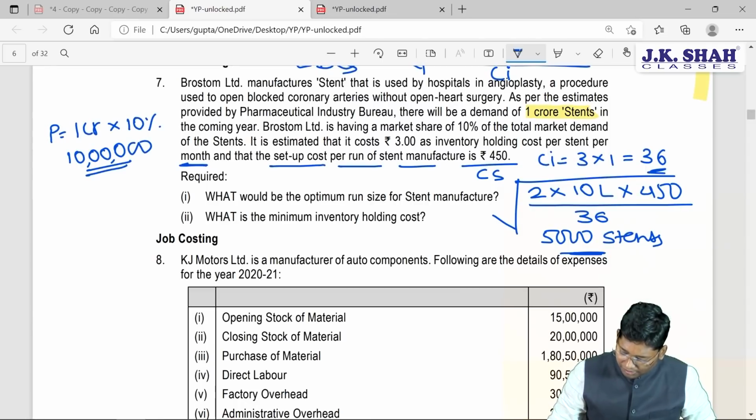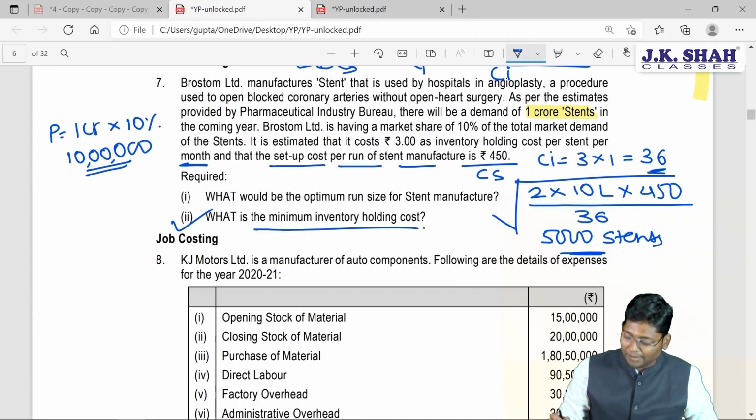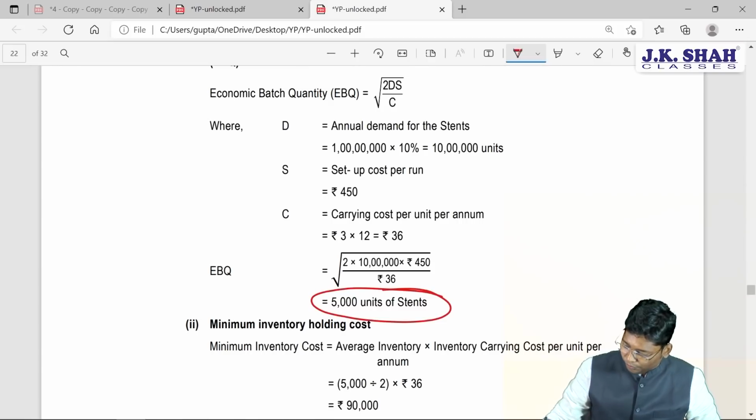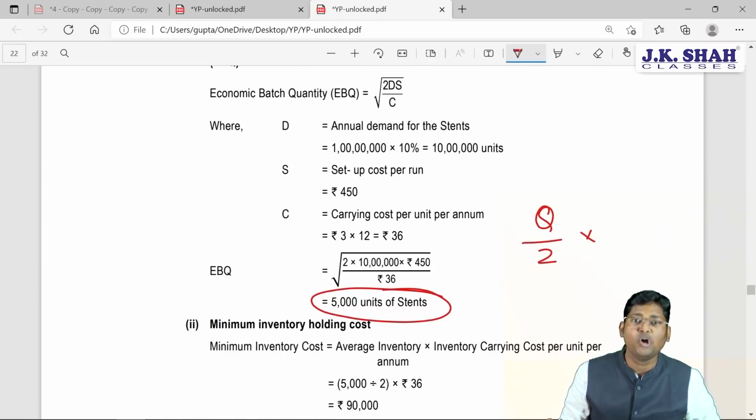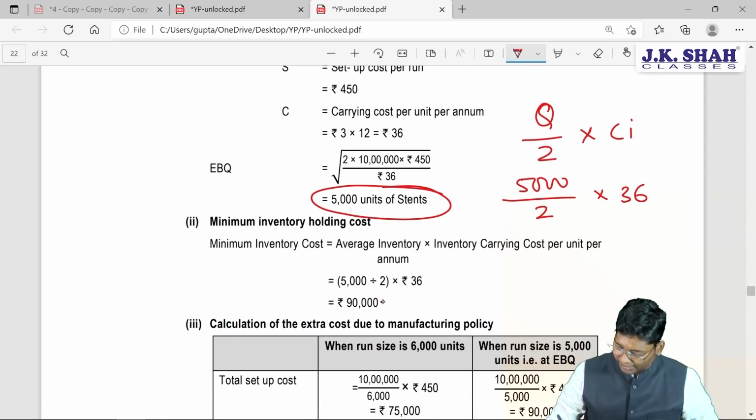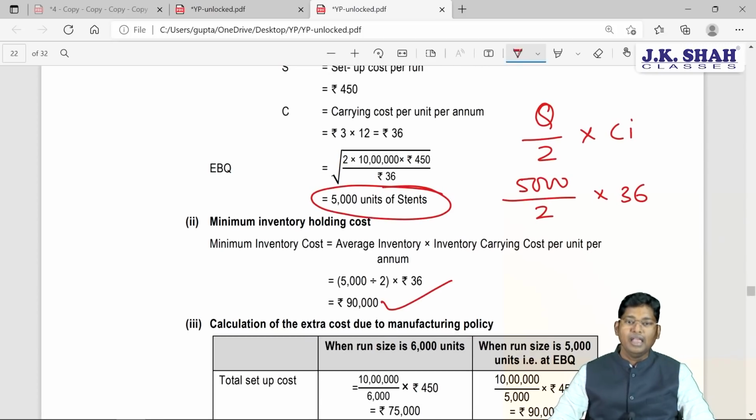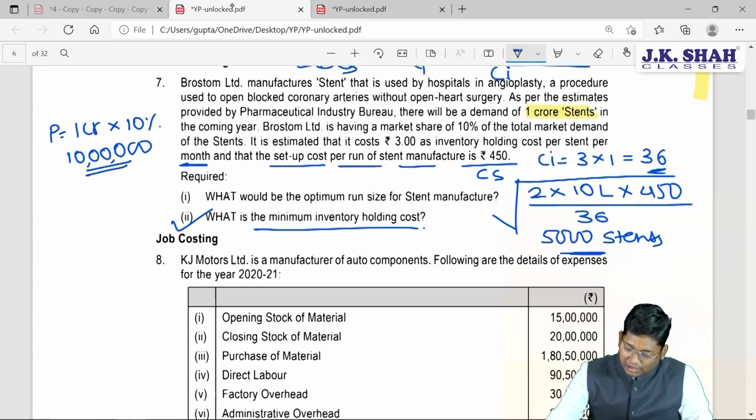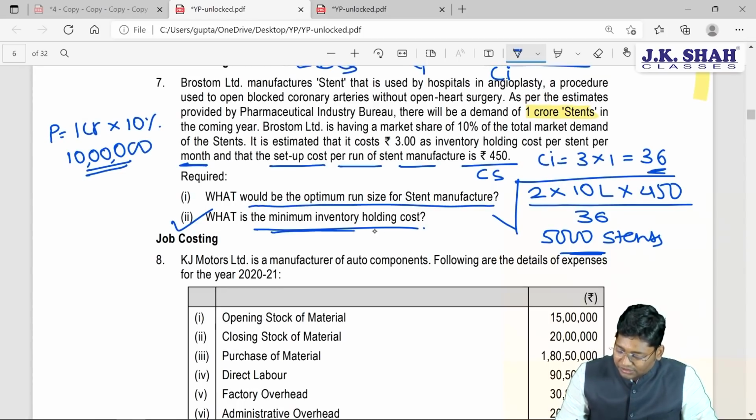The question in part number 2 asks us to calculate the minimum inventory holding cost, and hope you remember we used to calculate holding cost by taking average inventory quantity multiplied by carrying cost. We have computed the quantity as 5000 divided by 2 into carrying cost of 36. If you compute, you are going to get 90,000 as the answer. And accordingly, the two things which are asked in the question, we have computed all of them.